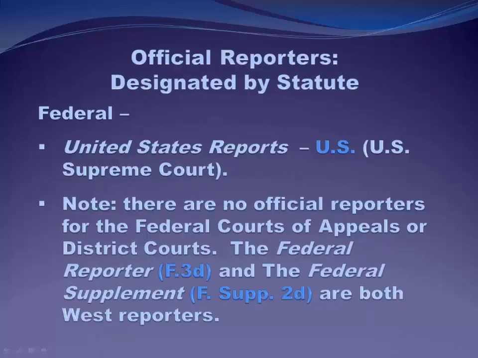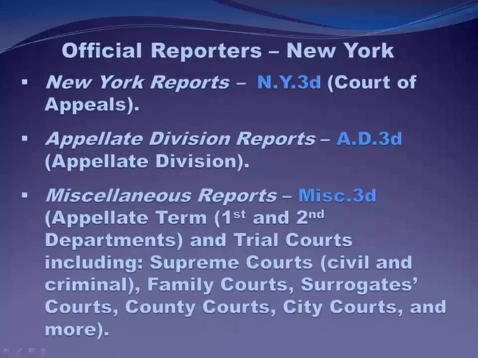So, an official reporter is designated by statute. At the federal level, we have the United States Reports, and for the federal circuit and for the federal district courts, there are no official reporters. So the only place we're going to find these particular cases in print are the Federal Reporter, which we're up to the 3rd series now, so it's F3d, and the Federal Supplement, F. Supp., we're up to the 2nd series. Those are both West reporters. For New York, we do have an official reporter for each level of our hierarchy. The New York Reports is N.Y.3d, up to the 3rd series, for the Court of Appeals.